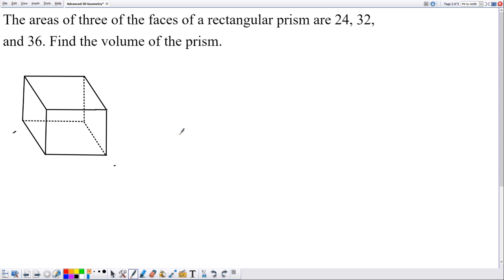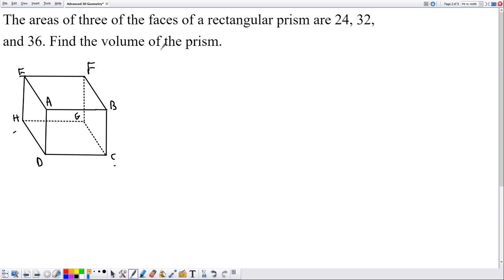So let's think. Three faces of this rectangular prism have different areas. Now, going back to when we covered rectangular prisms, we realized that each pair of opposite rectangles has the same area. So for example, let's label the points A, B, C, D, E, F, G, and H.